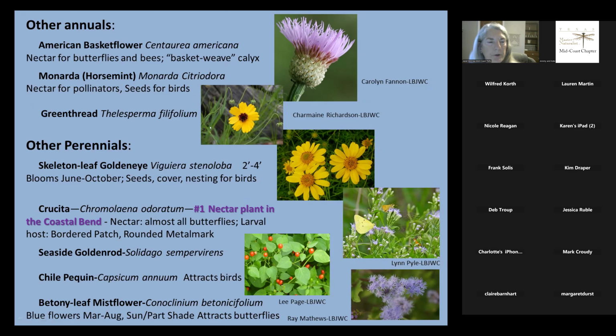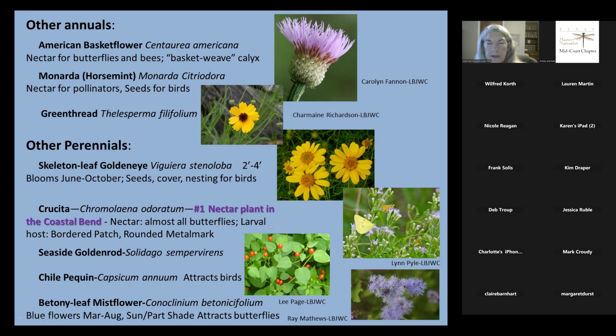Greenthread has a very thin stem and leaf structure. And then other perennials, skeleton leaf goldeneye, which can get up to 4 feet tall, but can be covered with yellow flowers. Here's the Cressita I was saying earlier, the Chromolaena odorata. It's very fragrant, fragrant mist flower. It's the number one nectar plant in the Coastal Bend, according to Chris Kirkwood, and it is loved by almost all the butterflies, and is a larval host for border patch and rounded meadowlark.